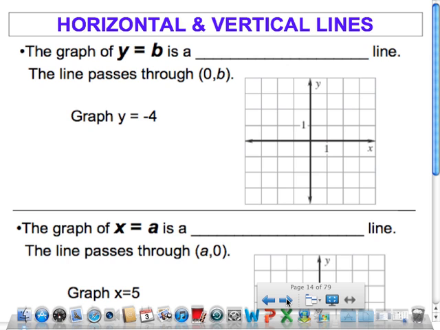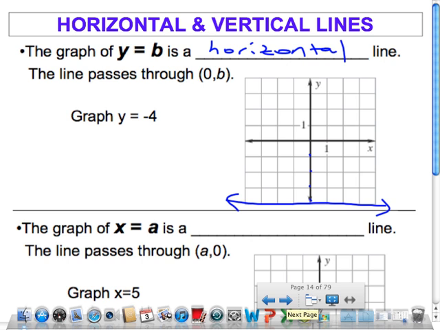Okay, horizontal and vertical lines, the graph of y equals b. y equals b is a horizontal line. So to graph y equals -4, you go to y equals -4. Where is that? That's down 1, 2, 3, 4. And then you just draw a line going through that. Horizontal line going through -4.